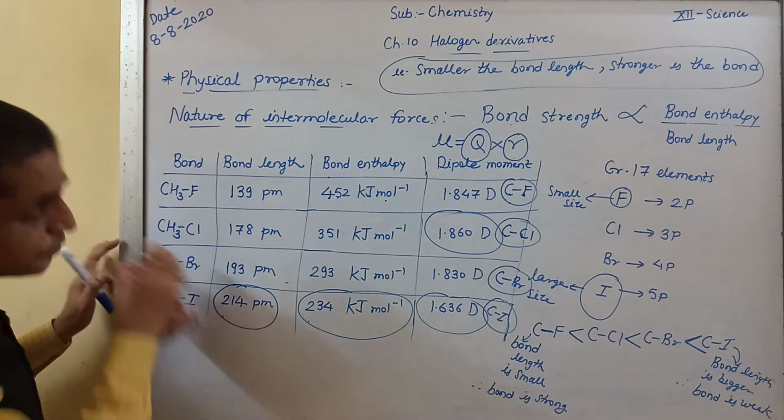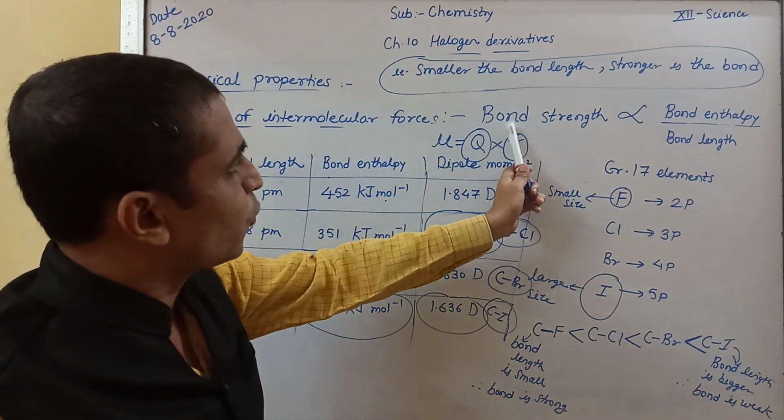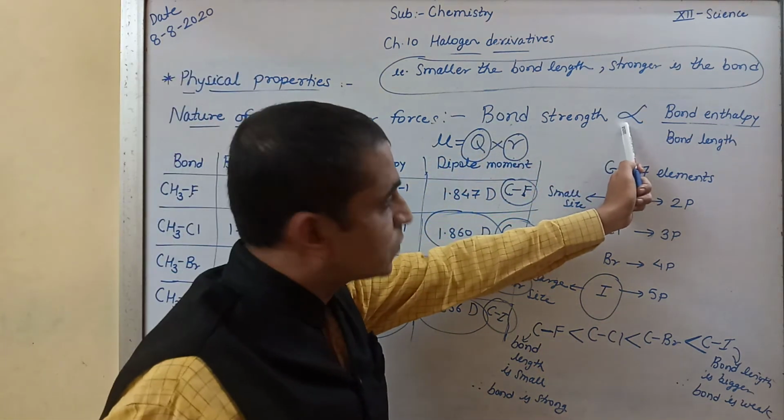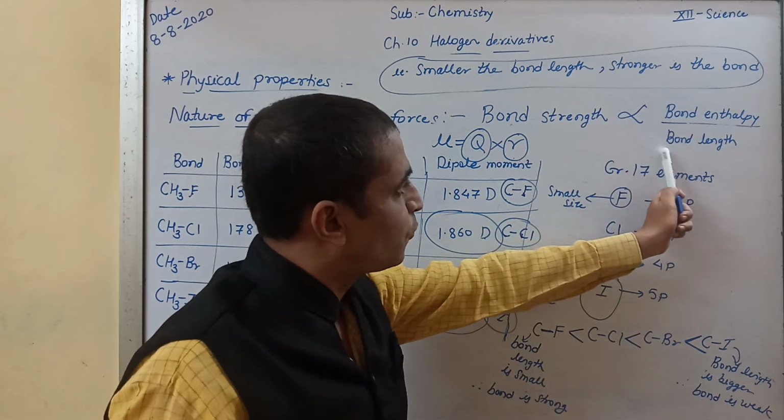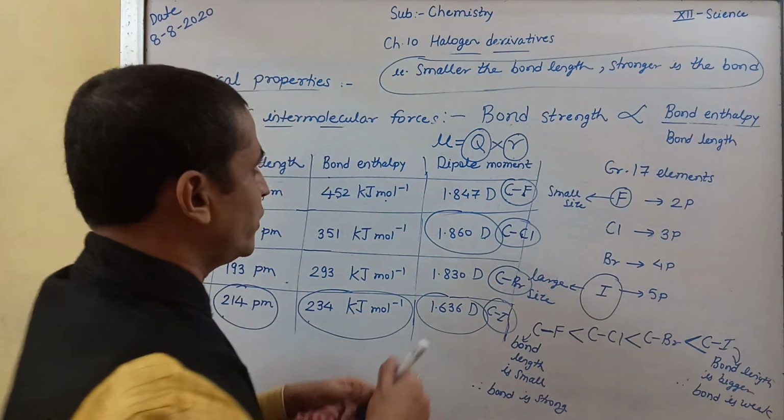Means bond strength is directly proportional to bond enthalpy and inversely proportional to bond length. You remember this relation, it is very important.